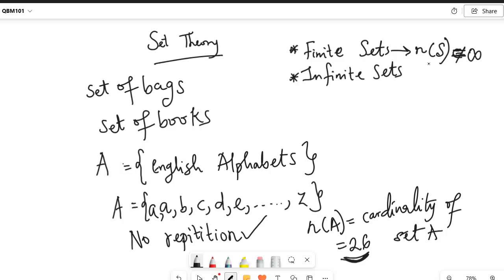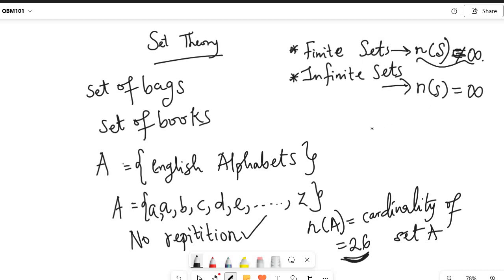So it's important that you understand the idea: if the cardinality of your set is not equal to infinity, then you have a finite set. But if the cardinality of your set is infinity, that means you have an infinite set. So you can see various examples.